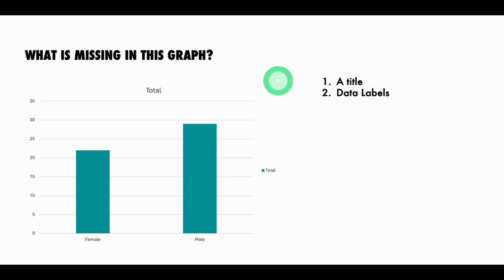Another thing is data labels. In as much as we have the y-axis here, which shows us the numbering, we can't really see how many females and how many males. All we can do is try and see it's between 20 and 25, but we don't know the exact number. So that's what we'll fix for now. So let's get on it.